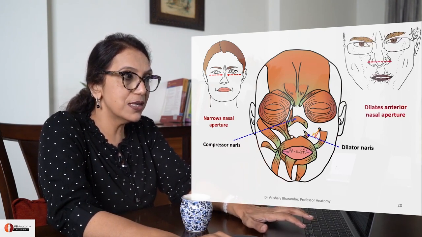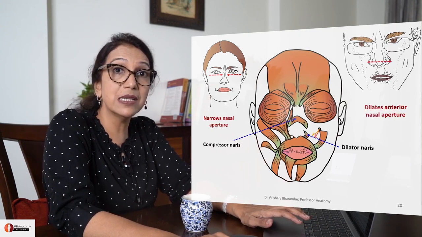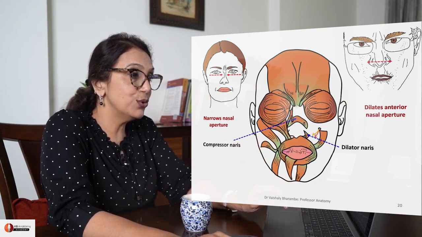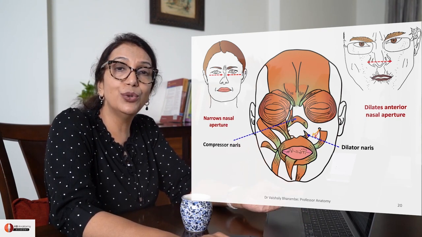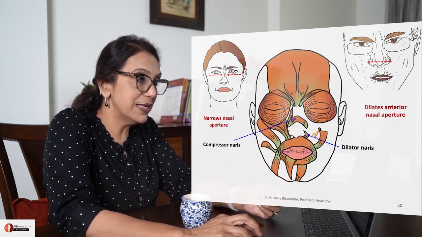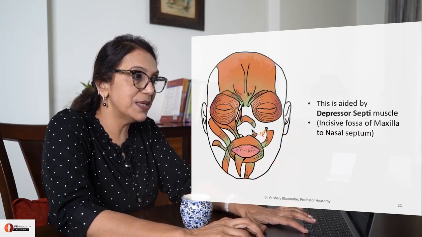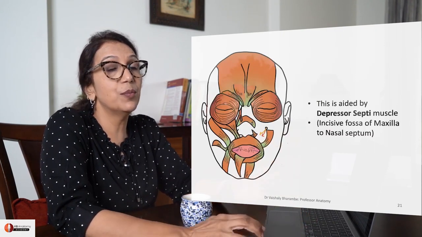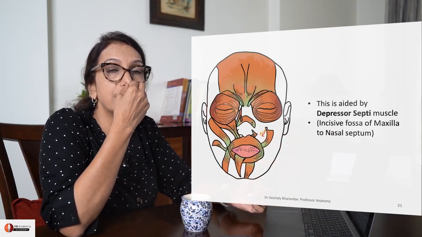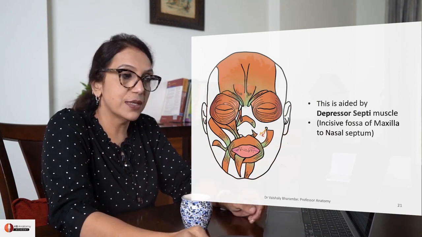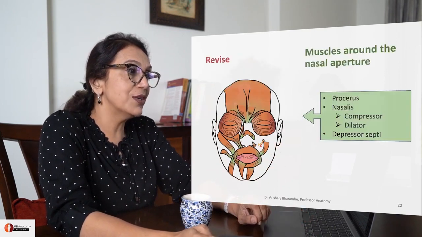You can see how his nose is getting dilated as he is angry. So usually dilator nares is something you use when you are angry. The muscle not seen here is depressor septi, which also assists in the process of anger by controlling the nasal septum. Okay, so we come to revision.